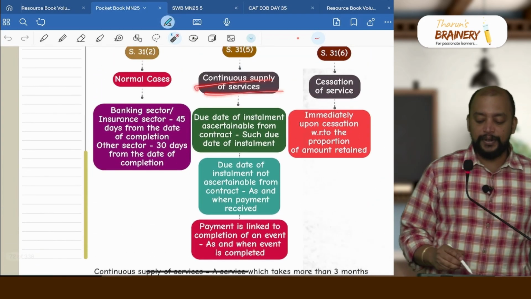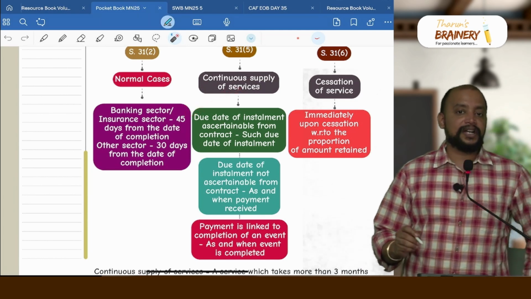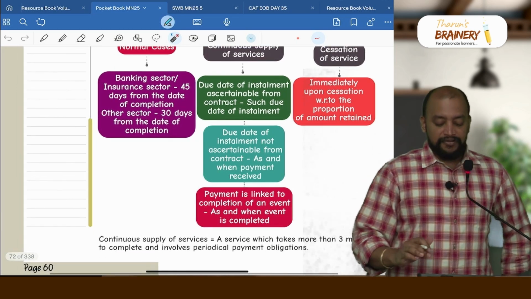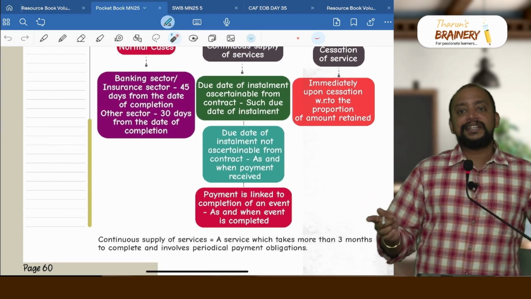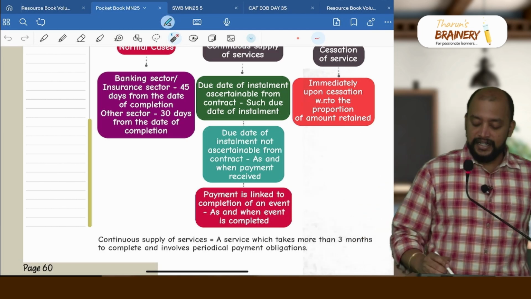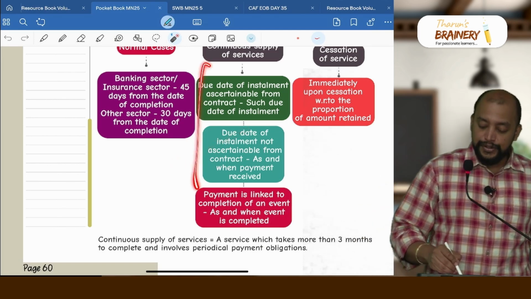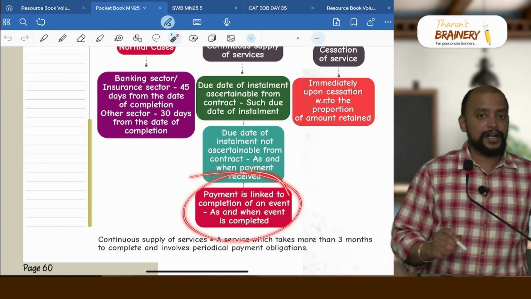In case of continuous supply of services, we need to check whether the due date of installment is ascertainable from the contract. If yes, the due date of installment will be taken as the due date of invoice. If not, then we need to see whether the payment is linked to completion of an event. Then the date on which the event is completed will be taken as the due date of invoice. Suppose in the absence of these 2 cases, then as and when the payment is received, that will be taken as the due date of invoice.